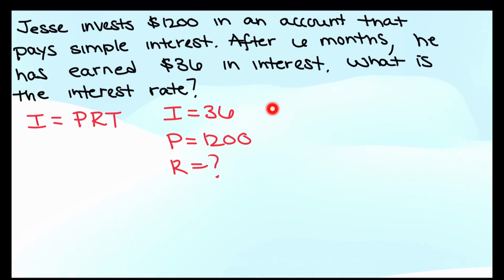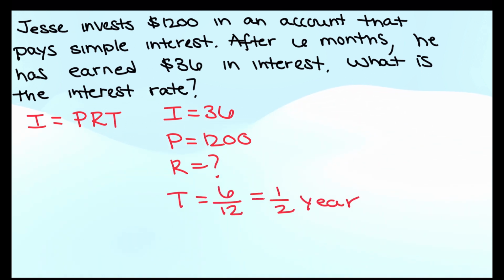They're asking us what is the interest rate, so we don't actually know the R. We're going to be solving for R. And then the time is given to us, that was 6 months. We have to be a little bit careful in this example though, because time is always going to be measured in years in these problems. And so 6 months, we can do 6 over 12, that's a half. 6 months is a half of a year. So we're going to have to plug in a half, or we could do 0.5, for time.